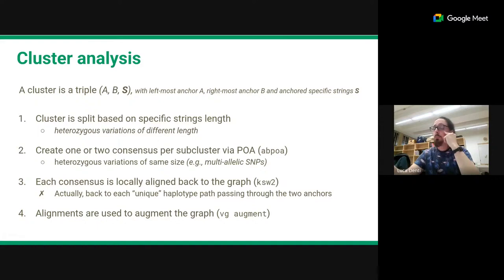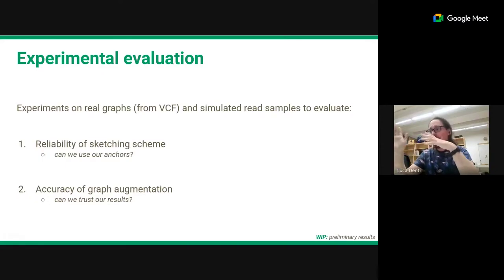Okay, so this was mainly the approach. Although it's a work in progress, I still have some experiments and some results. I tried some real graphs that I built from VCF, and I simulated read samples. My goal with this experimental evaluation was to check the reliability of our sketching scheme, so is my definition of solid anchors reliable enough? Can we actually use them on real graphs? And then to evaluate the accuracy of our graph augmentation, just to see if we can trust our results.